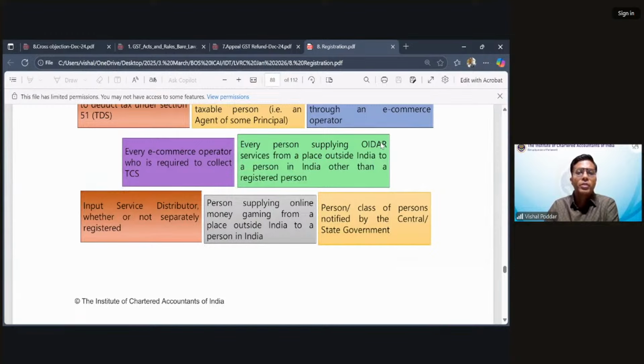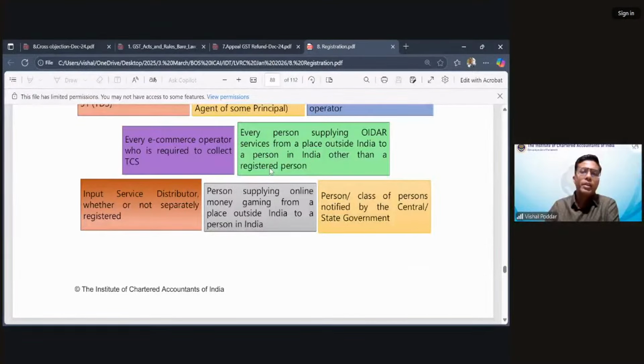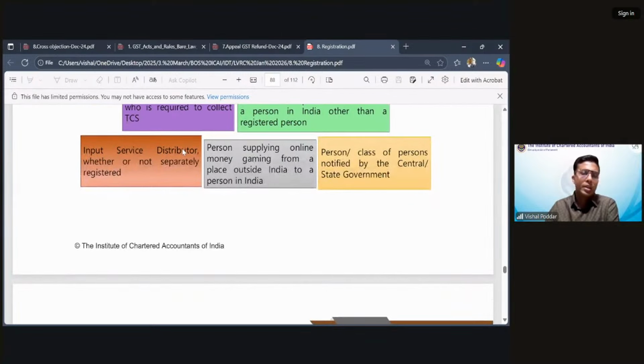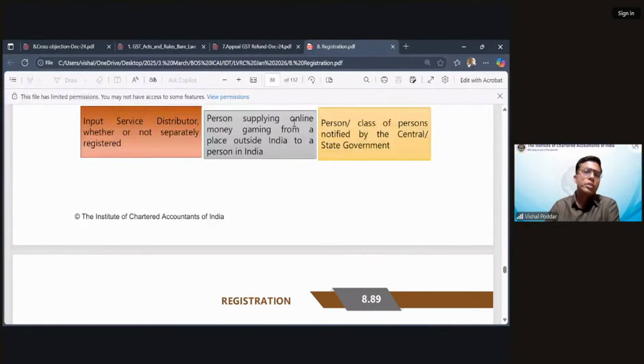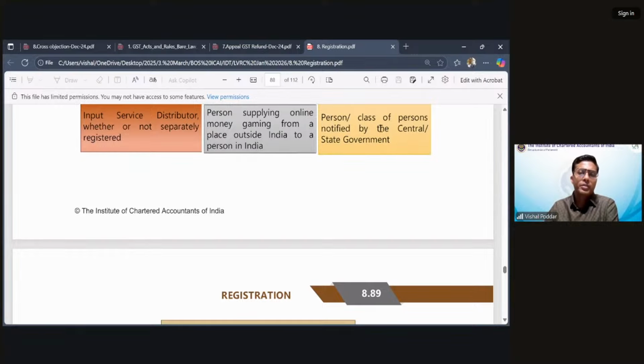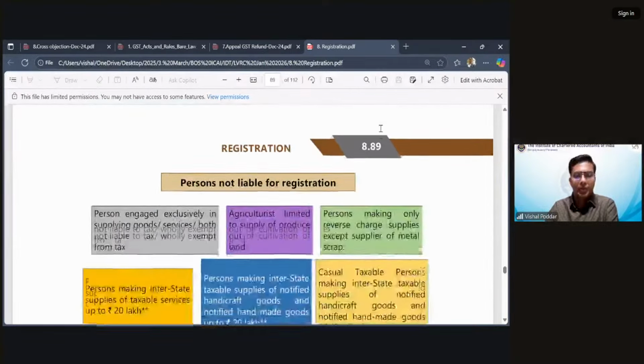Next, every person who is supplying OIDAR services from a place outside India to a person in India, that is all the foreign companies who are engaged in OIDAR services and whose recipients are in India, they have to compulsorily get registered. ISD has to compulsorily get registered. A person who is supplying online money gaming, again from outside India to a person in India, and some other classes of persons which may be notified by the government.